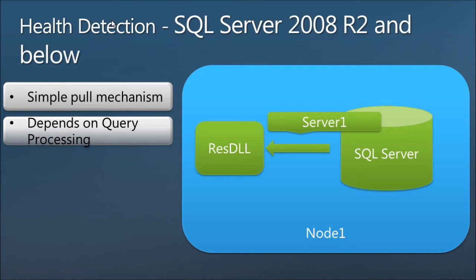When the query times out, the resource DLL will try to establish another connection, and the connection could also fail because the SQL Server is too busy. Then the Windows cluster will consider the SQL Server as failed, and trigger a failover. But at this time, the SQL Server is very healthy and busy with the user workload. So we call this a false failover.